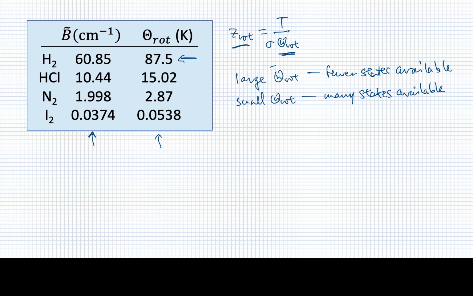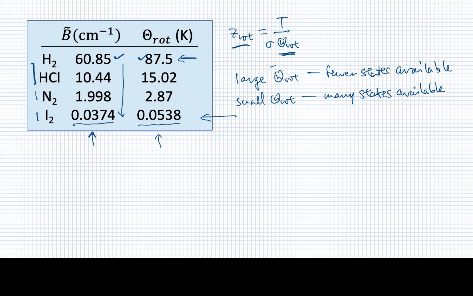The lighter the molecule, the higher the rotational constant and the higher the rotational temperature. As we move down this column, we're going from H2 to HCl to N2 to iodine. And so iodine is much heavier than these others, and you can see it has a really small rotational constant and a really small rotational temperature, which means that we would expect this molecule to have a lot of very high rotational states populated in general.